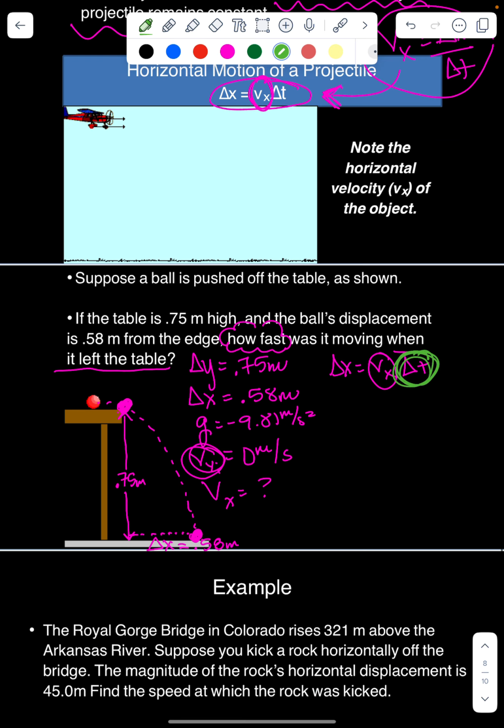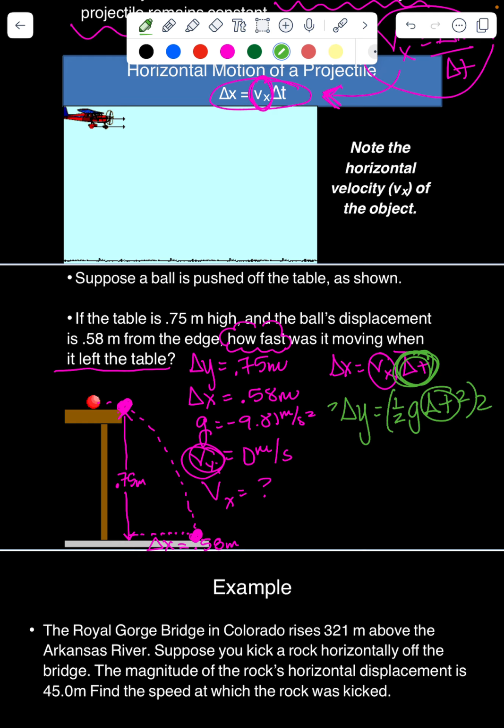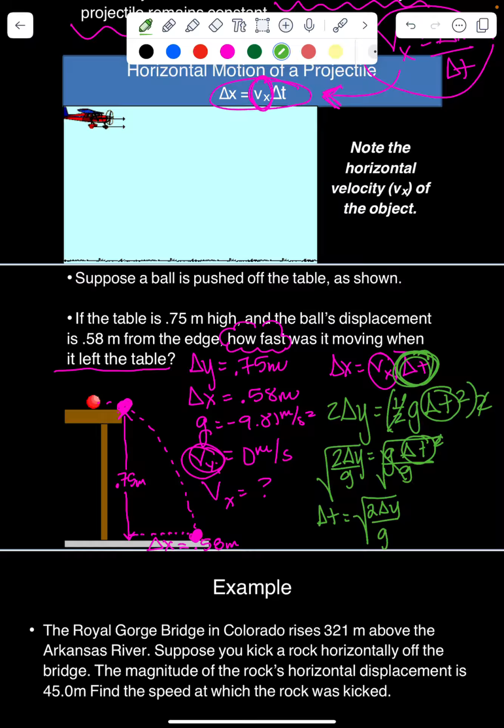So let's go back down here. That's going to be delta Y is equal to 1/2 G times delta T squared, and we're going to solve for delta T. We have to get delta T by itself, so we're going to multiply both sides by 2 first, which gets rid of that 1/2. That's 2 times delta Y is equal to G times delta T squared. We're going to divide both sides by G now, and then to get rid of that square, we're going to square root both sides. So that leaves us with delta T is equal to the square root of 2 times delta Y over G.